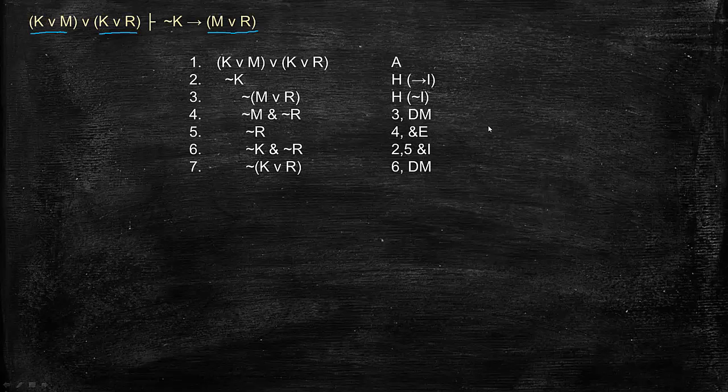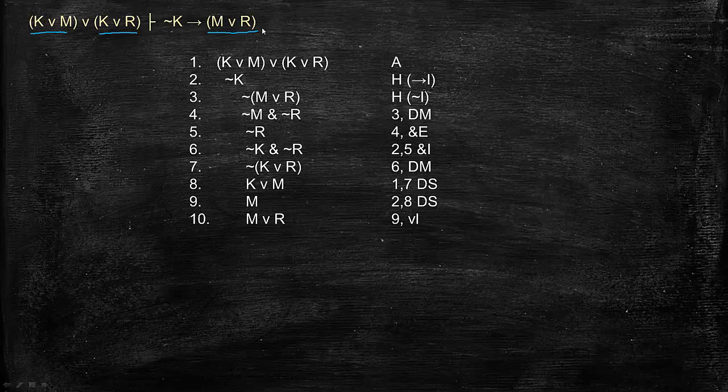All right, so that's going to become, it's not the case that K or R, which gives us K or M by 1/7 disjunctive syllogism. So we have K or M. But we also have not K, right? K or M and not K, what does that give us? That gives us M. And what do we want? Well, we want M or R, but we have M, so we have M or R, right?